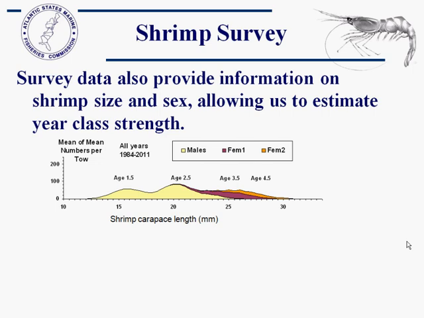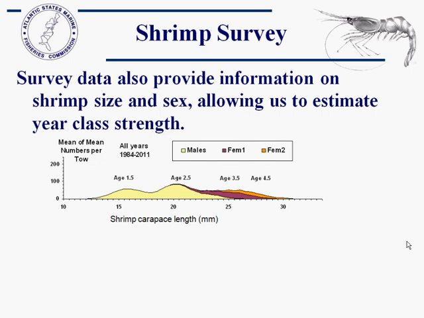I don't know if everybody is comfortable with reading these kinds of graphs. It's what we call a size frequency distribution. It's telling you how many shrimp there are of various sizes based on the length of their carapace. You can think of these as piles of shrimp where the smallest shrimp are on the left-hand side, and the biggest shrimp are on the right.